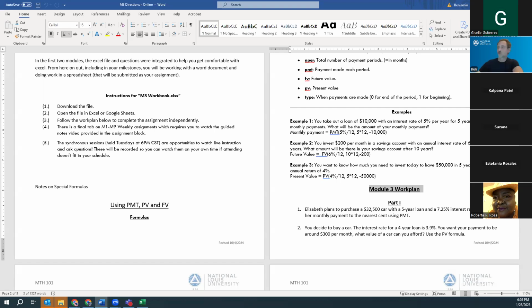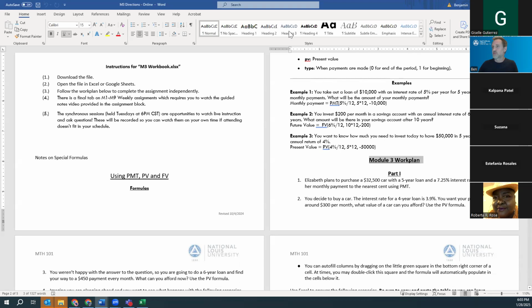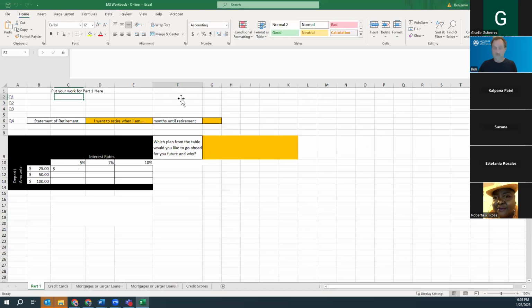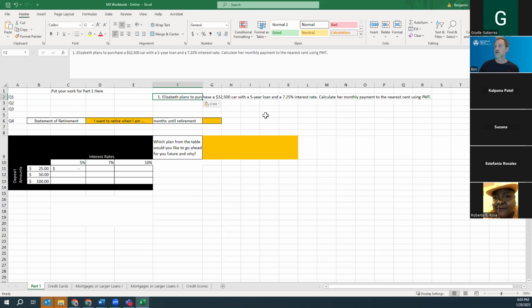All right, well, let's jump in. So I've got my directions open. I know how to use this, so I'm not going to go through the examples. The question is that Elizabeth plans to purchase a car. So one strategy, if you don't want to switch back and forth, is I could just copy the question from Word and bring it over into Excel temporarily so that I have all the information there and I'm not going back and forth to figure it out. Of course, you could just write down the information on paper and then transfer it over. However it works best for you.